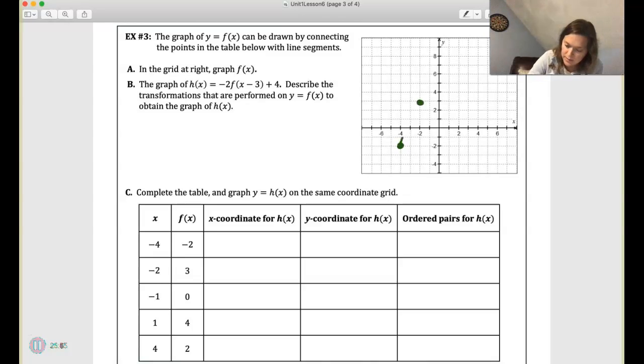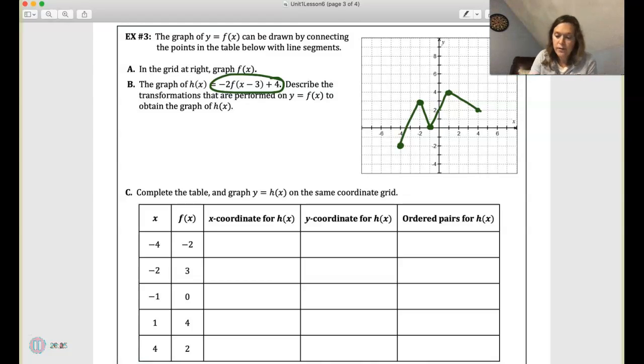And I'm going to connect that with a straight line. Then we're going to -1, 0. Connect. Then to 1, 4. Connect. And then to 4, 2. Connect. All right, so there is our function f of x. So now what we're going to do for part B is we're going to do this transformation to all of those ordered pairs and see what our new ordered pairs are going to be.